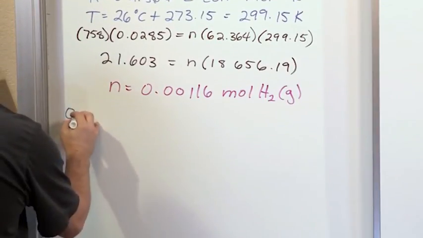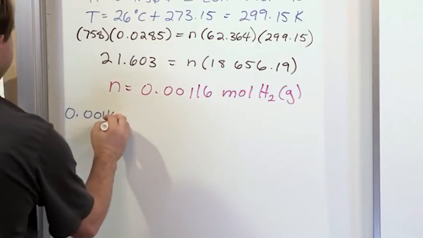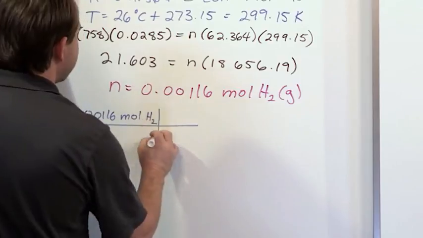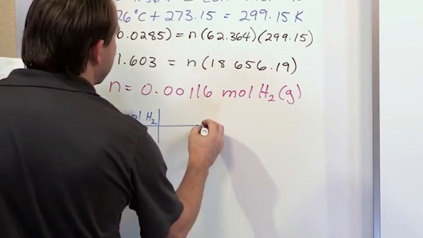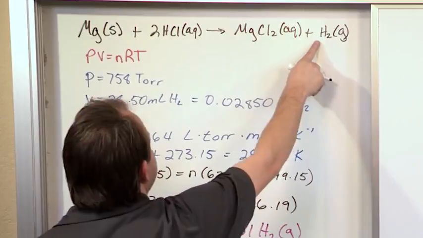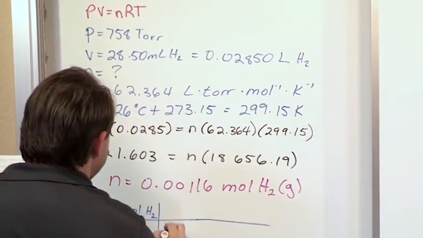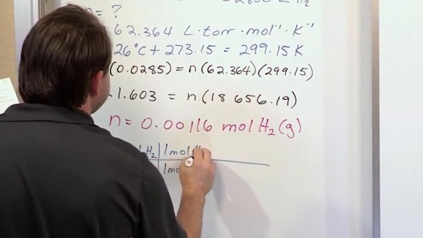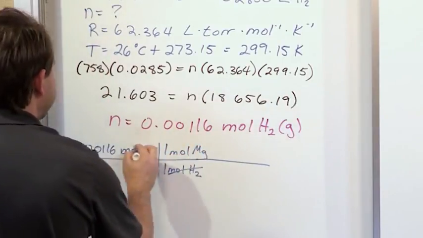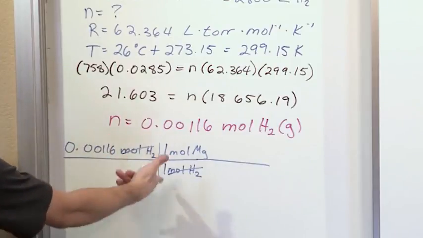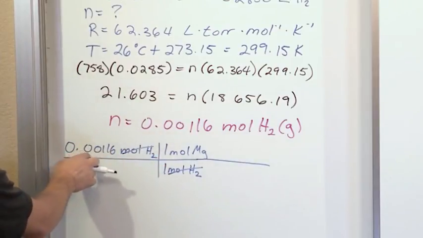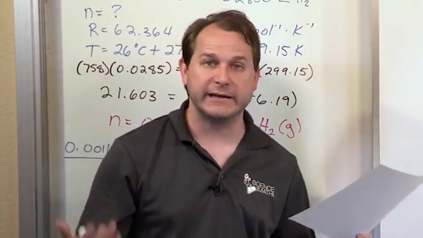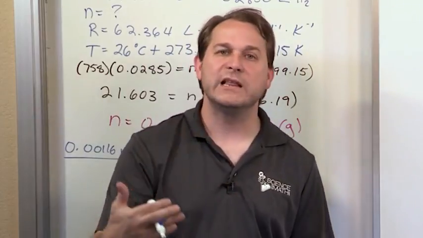So we'll know 0.00116 moles of H2 gas. And I know I don't have to be totally explicit with you, but I will just to be sure. 1 mole of hydrogen to 1 mole of magnesium. So 1 mole of hydrogen to 1 mole of magnesium. So if I were to stop the calculation here, these cancel. If I do this here, you can see since it's 1 to 1, it's basically 0.00116 moles of magnesium. But the question didn't say how many moles of magnesium were required. It said how many milligrams.